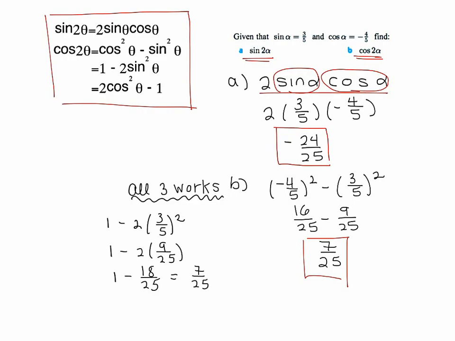If you chose the second one, you would get 1 minus 2 times sine squared theta. Sine, again, is given as a 3 over 5, so 3 over 5 squared is 9 over 25. Multiply that by 2, so you get 18 over 25. So putting 25 over 25 as a 1, you get 7 out of 25 again. So any of the 3 formulas will work in this case.